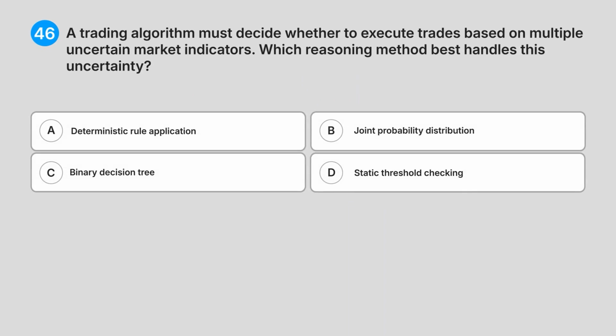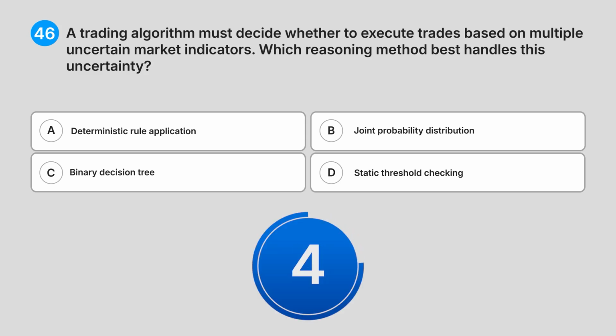46. A trading algorithm must decide whether to execute trades based on multiple, uncertain market indicators. Which reasoning method best handles this uncertainty? A. Deterministic rule application. B. Joint probability distribution. C. Binary decision tree. D. Static threshold checking. Do you know the answer?